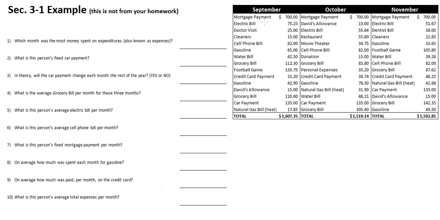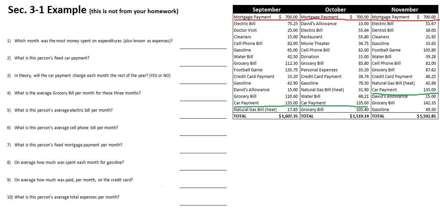Let's take a look at some of these expenses. Some of these expenses stay the same each and every month. Take a look at the mortgage payment. It's $700 each and every month. It never changes. The car payment does the same thing. The car payment is $135 each and every month. These are a certain type of expense known as a fixed expense. A fixed expense is an expense that doesn't change. It stays the same dollar amount each and every month.